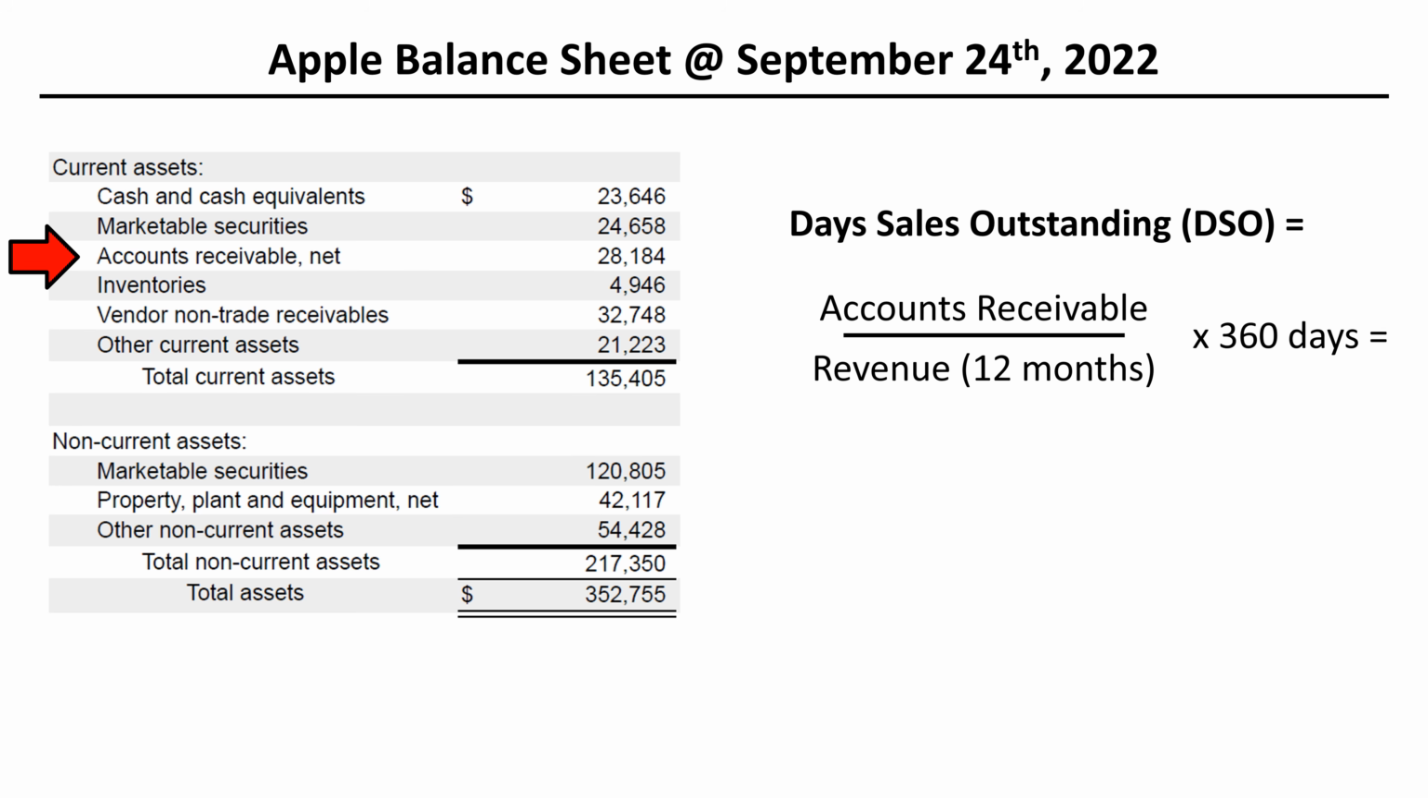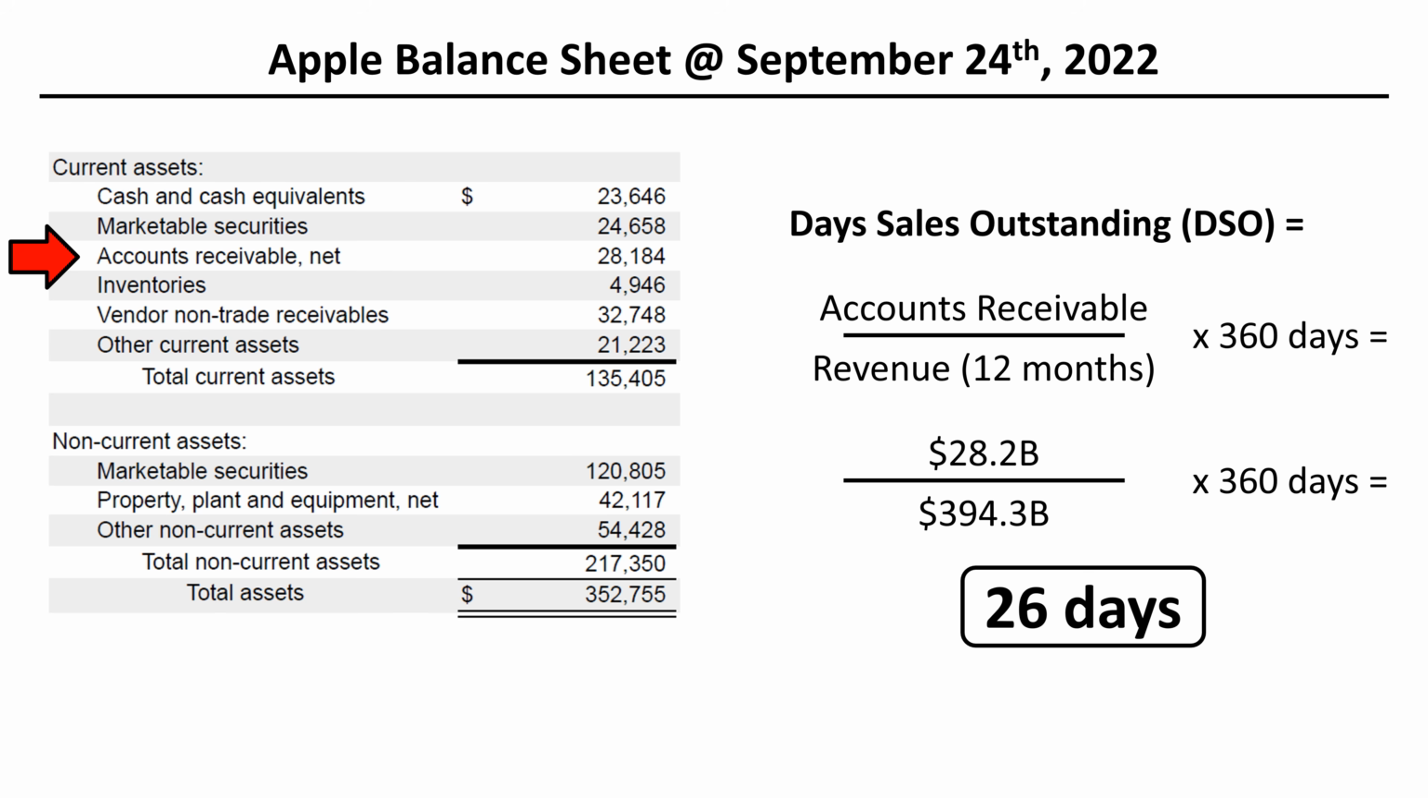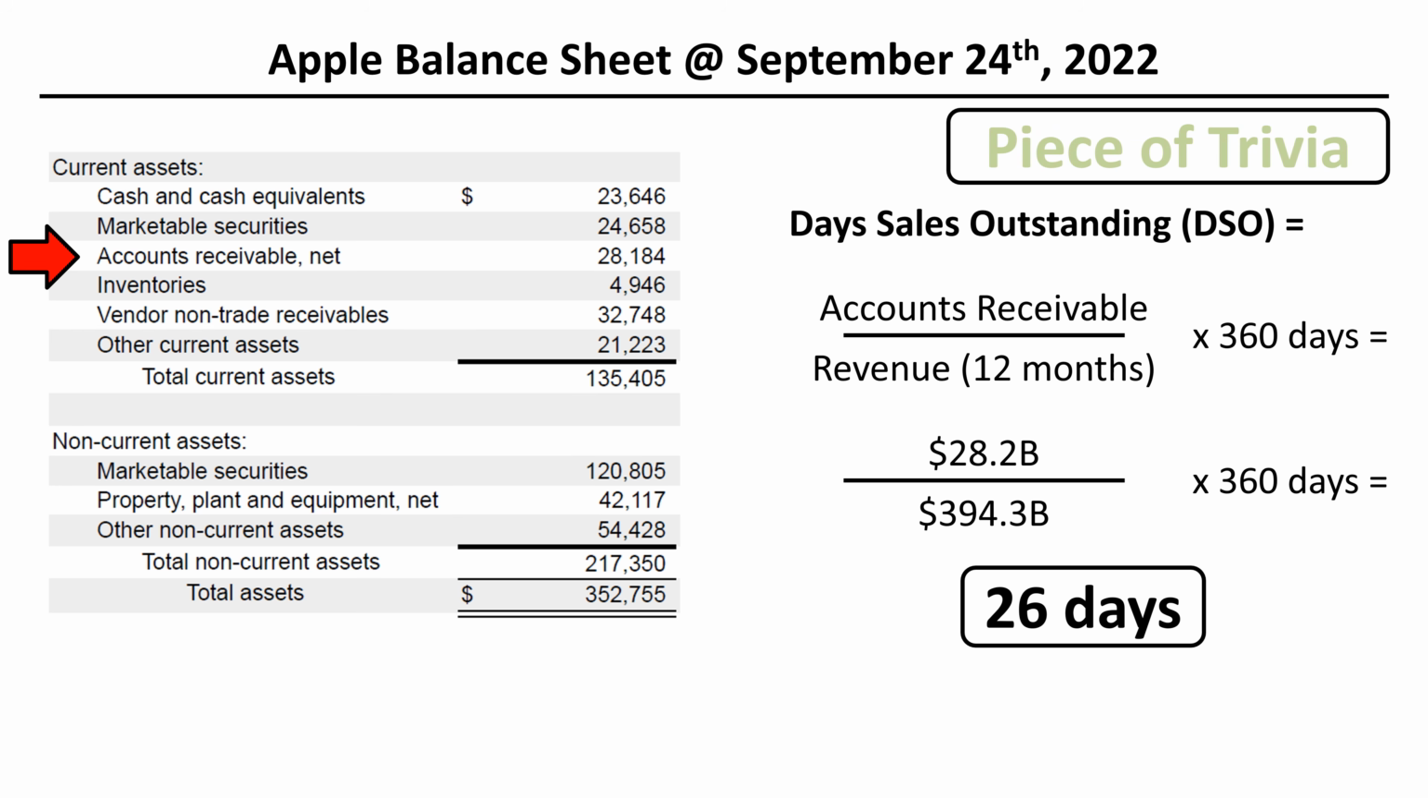We calculate DSO by taking the accounts receivable balance from the balance sheet, dividing it by the latest 12 months of revenue, found in the income statement, and multiplying it by 360 to annualize that number. $28.2 billion divided by $394 billion times 360 is 26 days. Not a very high number. I have seen DSO at other companies at far higher levels. A nice piece of trivia that will become more meaningful if we combine it with insights into other elements of working capital in the balance sheet.